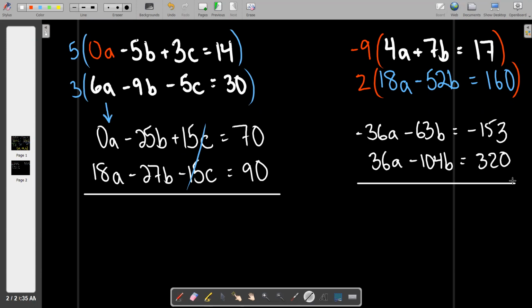This is very similar to question 4. Just feels similar. So when I add, my A's cancel, and I'm left with -167 B's, and that's equal to 67. That's nice. Neat. So what's B? Good.